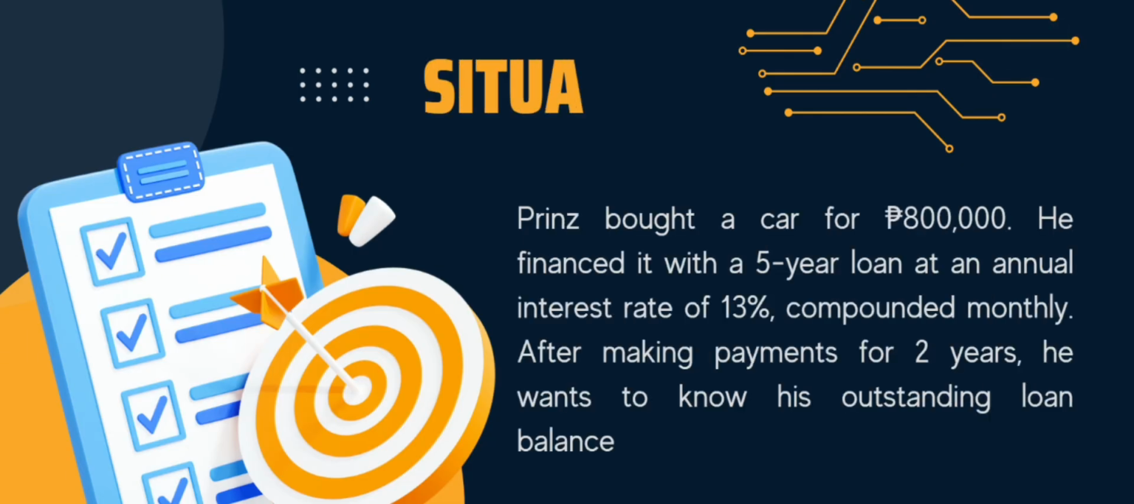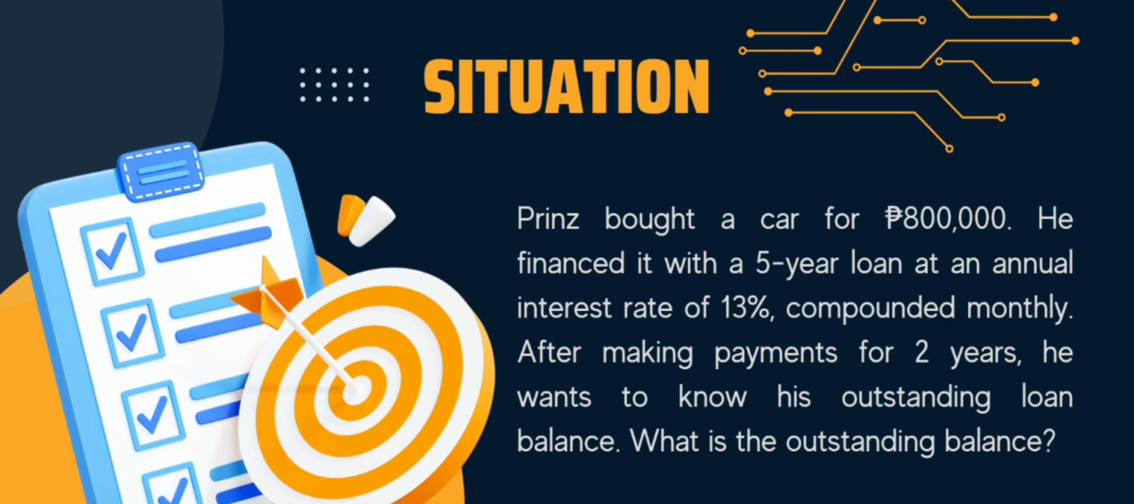So here's our situation. Prince bought a car for 800,000. He financed it with a 5-year loan at an annual interest rate of 13% compounded monthly. After making payments for 2 years, he wants to know his outstanding loan balance. What is the outstanding balance?